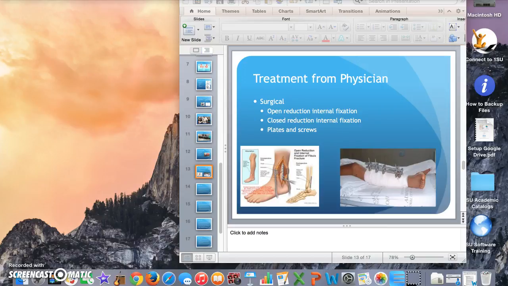If a fracture is severe enough, a physician will be needed to perform surgery on it in order for it to heal. 2 common types of surgery are open reduction internal fixation, which is viewed on the left picture, and closed reduction internal fixation, which is viewed on the right picture. Another way that surgeons can repair these types of fractures is by using plates and screws. This can be done by making sure that the 2 bones are fused together depending on the severity of the fracture, and most likely they'll be in your body throughout your entire lifetime.